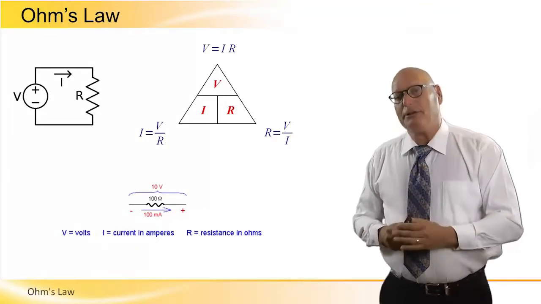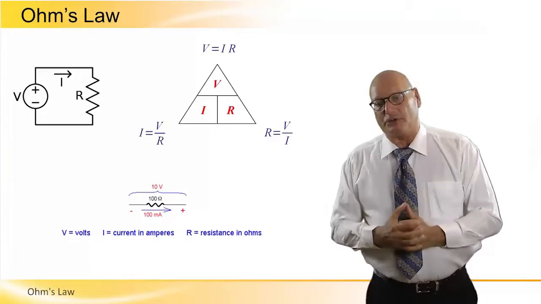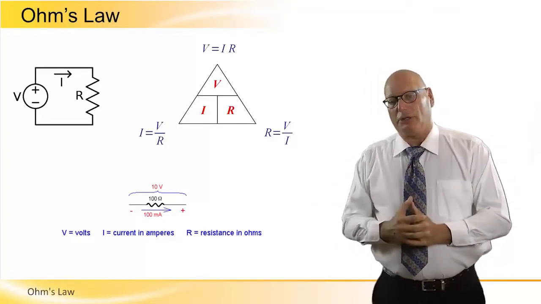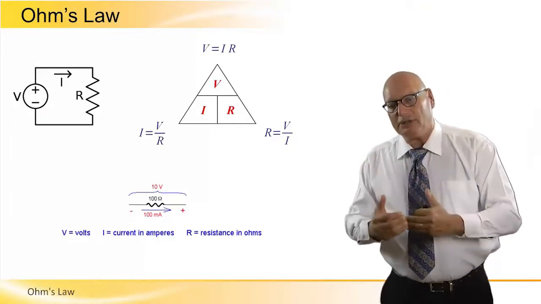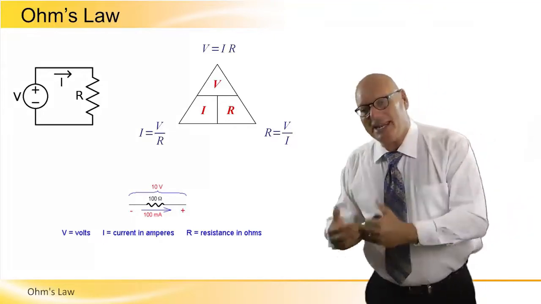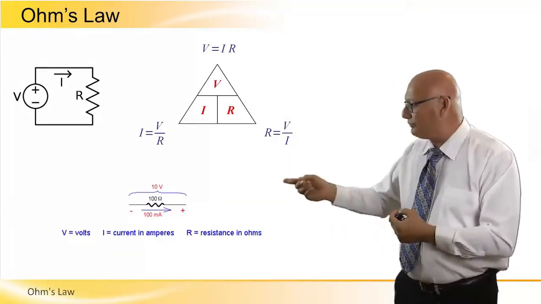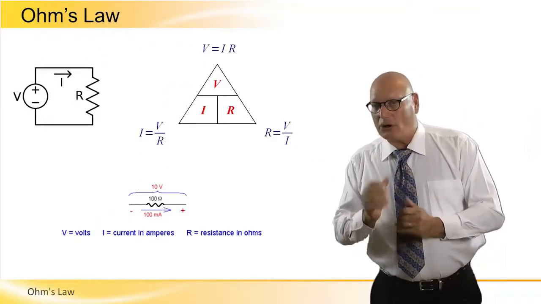And there is an example on the bottom. If we have 10 volts across a resistor, and the resistor is 100 ohms, that means it's 10 over 100, which is 100 milliamps. So in this particular case, we apply the formula I equals V over R. So that's Ohm's law.